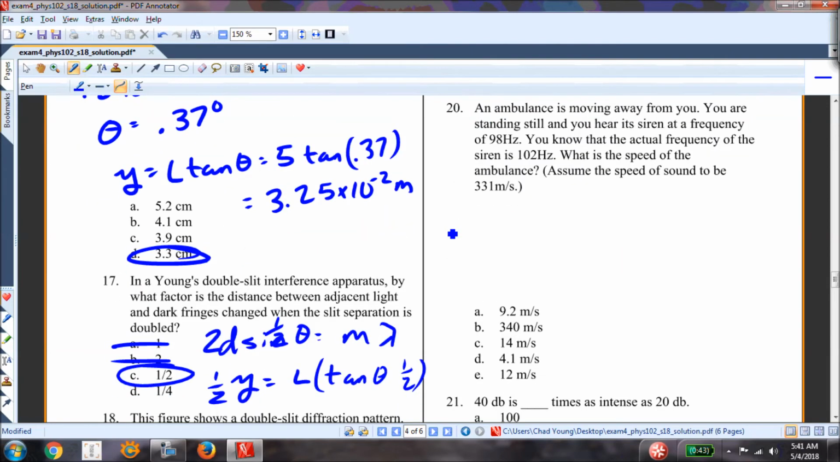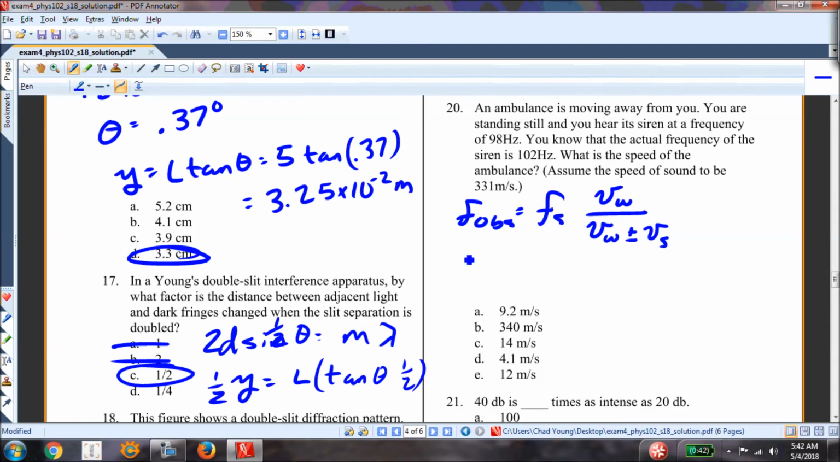An ambulance is moving away from you. You are standing still and you hear its siren at a frequency of 98. You know the actual frequency is 102. What is the speed of the ambulance? So for a source moving, the observed frequency is equal to the source frequency times the speed of the wave divided by the speed of the wave plus or minus the speed of the source. This is straight from OpenStax, by the way.